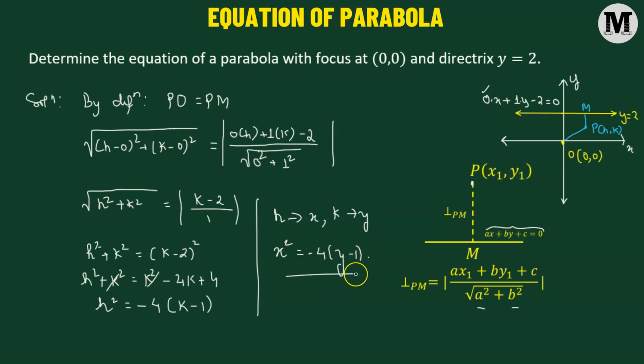So this is going to be the required equation of the parabola obtained from the given two conditions, that the focus of the parabola is at the origin and the directrix is given by the equation y equals 2. Here the equation has the standard form, and this is going to be a downward facing parabola. You can use a standard graphing calculator to sketch the graph of the given parabola.